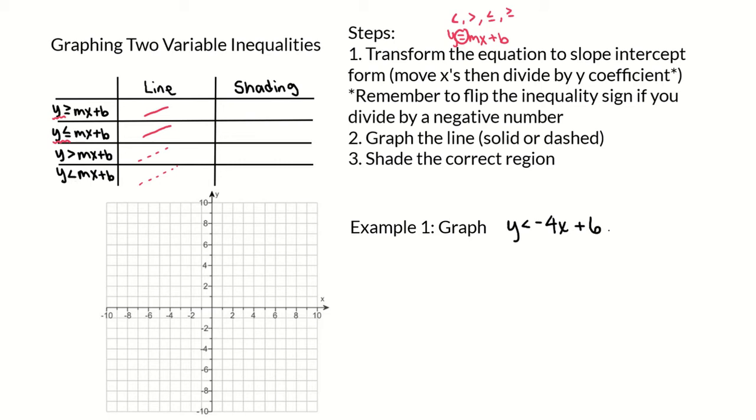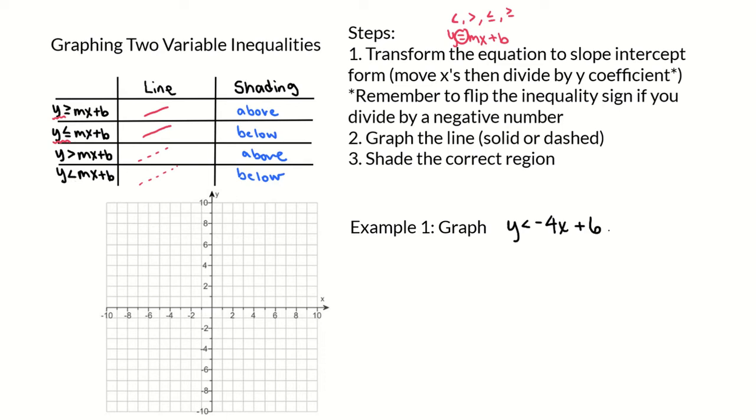Then we're going to shade the correct region after we draw the line. Y greater than or equal to, we're going to shade above the line. Y less than or equal to, we'll shade below the line. Y greater than, we'll shade above. And y less than, we'll shade below. Another way to determine the shading is to test a point that's not on the line into the inequality, and if it works, then we shade the area with that point. If it does not work, we shade the opposite side.